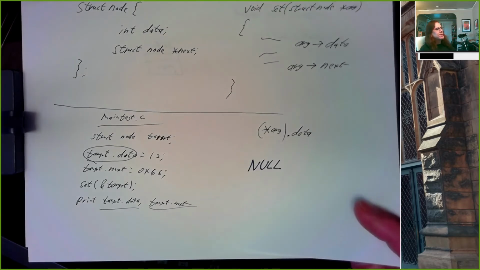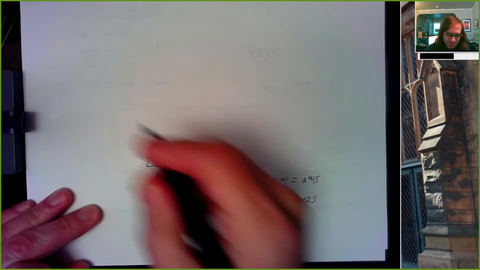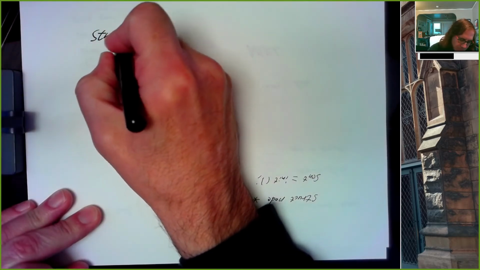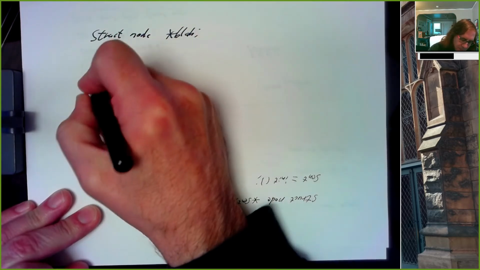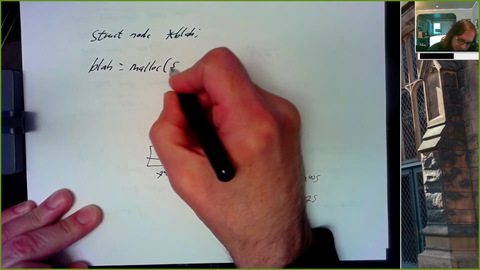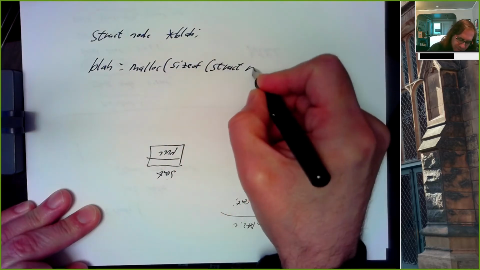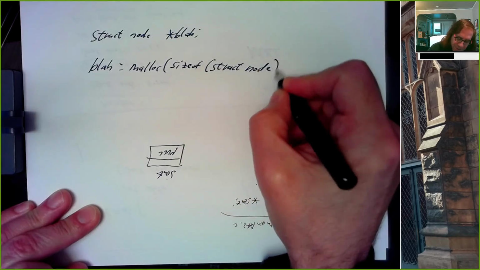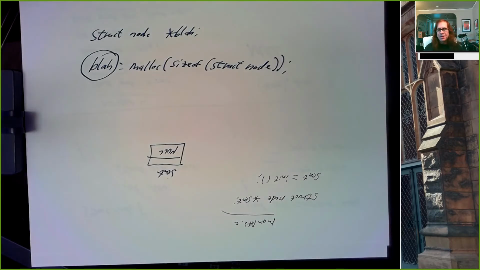Question in chat: when we call malloc, how will we know what memory location it gives us? That's the return value from malloc. So if you say something like struct node blah equals malloc, and don't put a magic number, use sizeof, and put in a type, not a variable. And you want a struct node, not a struct node star. The value of this will be some location in memory that malloc decided was available for your use and your use alone.